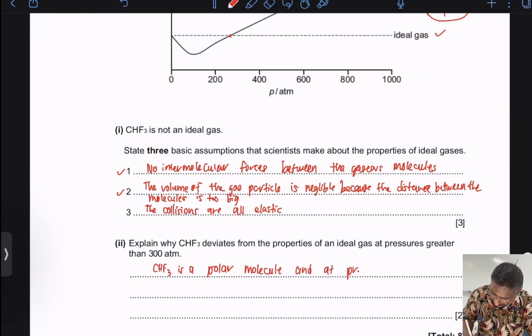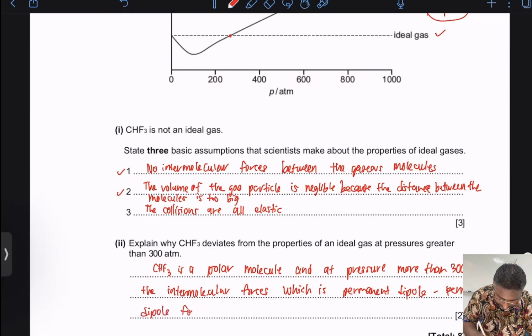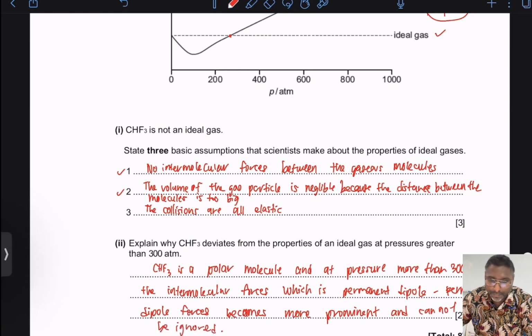and at pressure more than 300 atmospheric pressure, the intermolecular forces, which for polar you must mention permanent dipole, PD, permanent dipole forces, becomes more prominent and cannot be ignored. Okay, so that's the answer.